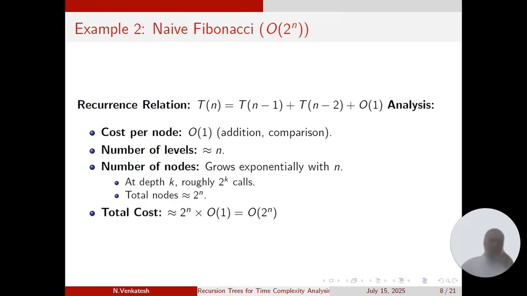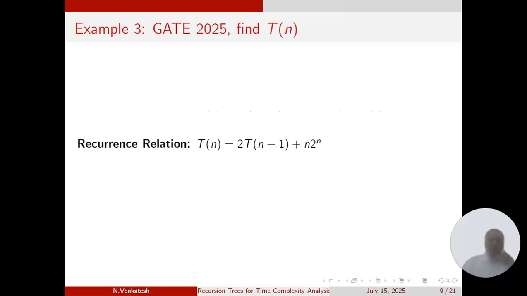And you can see that at a depth k we have roughly 2 power k calls, and each requires order of 1, so order of 2 power k. As we have n levels, so approximately order of 2 power n. Okay. And next, let us consider a question from GATE 2025.